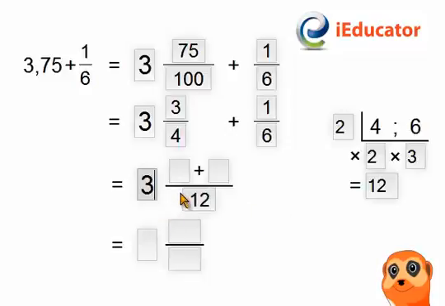We keep our whole number 3. 4 can go into 12 3 times, and 3 times 3 equals 9. 6 can go into 12 twice, and 2 times 1 equals 2. All we need to do is add the 9 and 2. So this stays 3, and 9 plus 2 equals 11, which we place over the common denominator 12, and this gives us the answer 3 11/12.